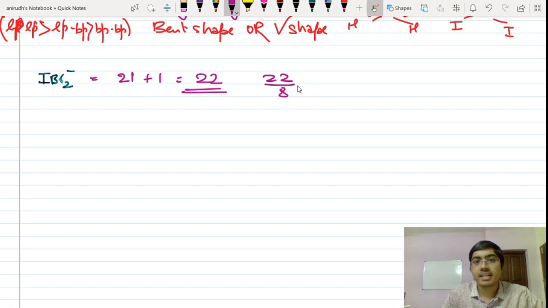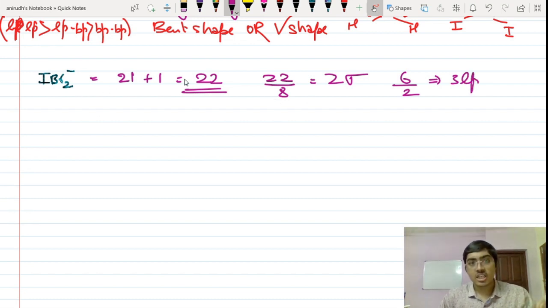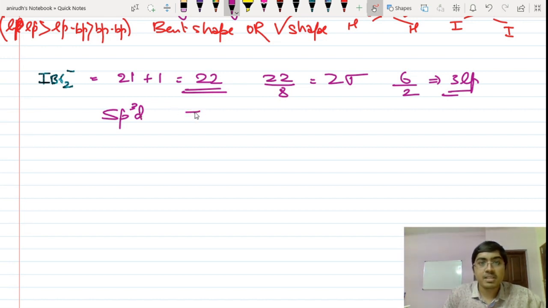So 22 divided by 8. 8 2s are 16, so 2 sigma bonds. Remainder is 6, isn't it? 6 is to be divided by 2, so that means 3 lone pairs of electrons. Total number of valence electrons divided by 8, the quotient is the number of sigma bonds. Remainder divided by 2 is the number of lone pairs of electrons. So obviously 3 plus 2 is 5. Hybridization is sp3d. Right? So obviously the geometry is trigonal bipyramidal.